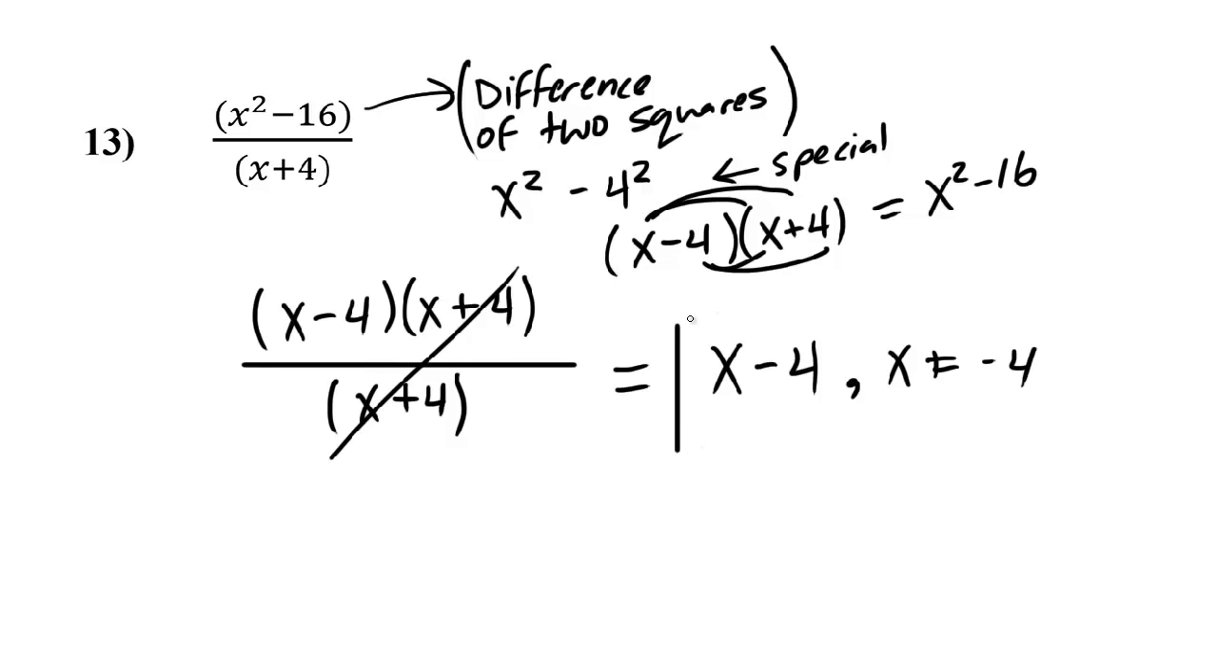Okay, so let's make our nice box around that. Perfect, that's what I'm looking for. So in the end we get x minus 4, but x cannot be negative 4.